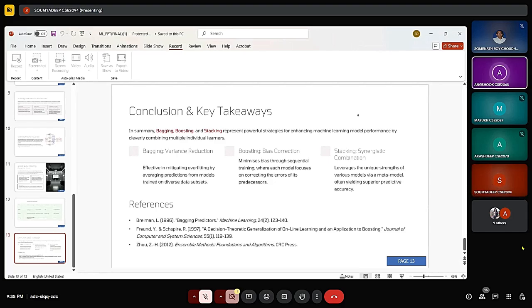And at last, we'd like to conclude, and the key takeaways are that bagging, boosting, and stacking represent powerful strategies for enhancing machine learning models' performance by cleverly combining multiple individual learners. Bagging at first is a variance reduction, effective in mitigating overfitting by averaging predictions from models trained on diverse datasets.